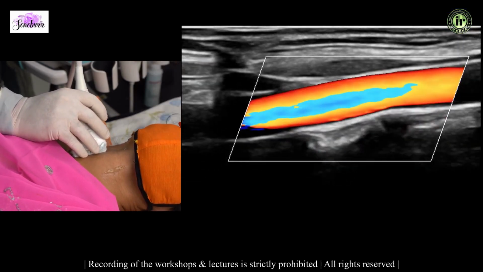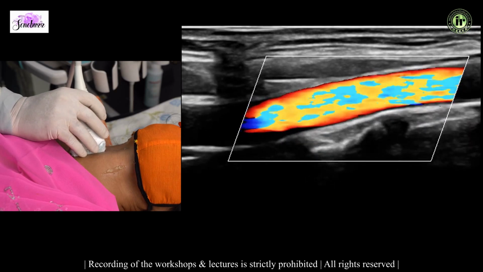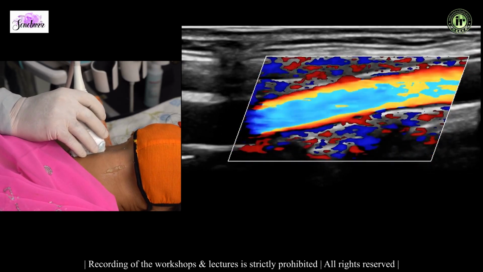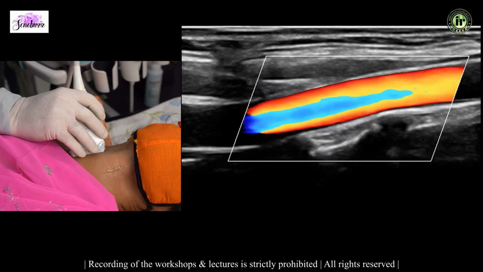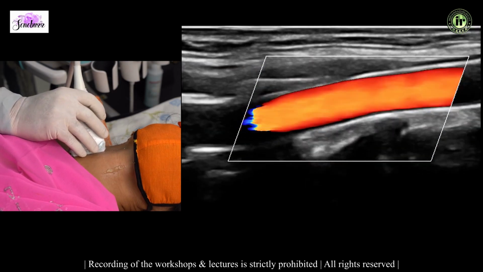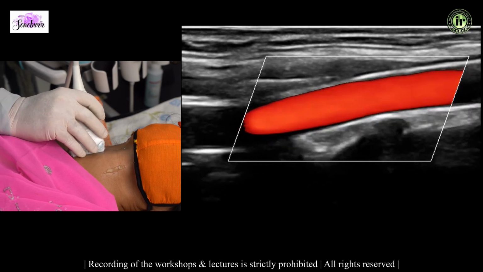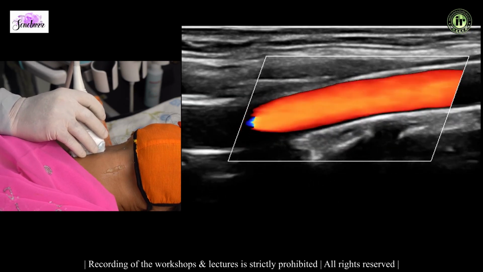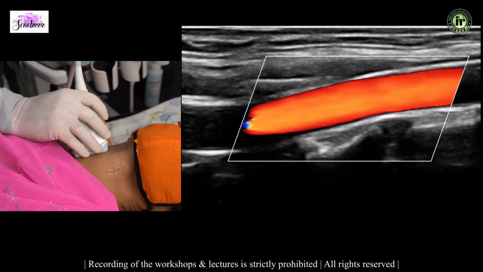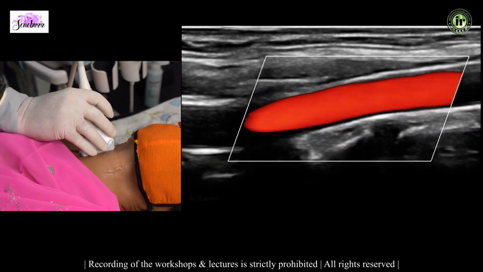The moment you decrease your gain settings, you will start seeing aliasing, which is absolutely not desirable. So now I'm going to ask Shivangi to increase the gains so that, yes, that's good. I can see good wall-to-wall flow in a uniform color hue.